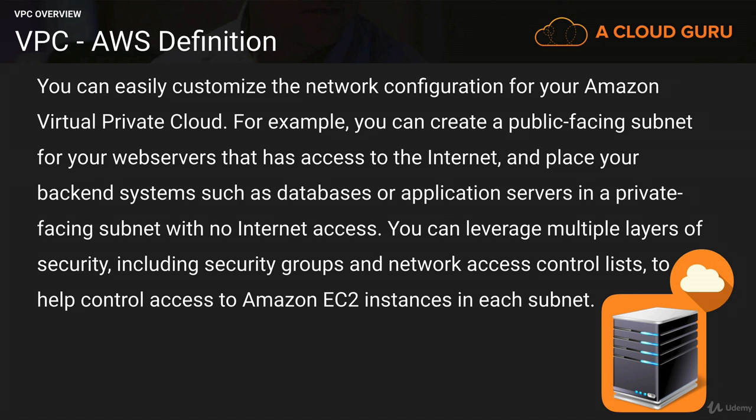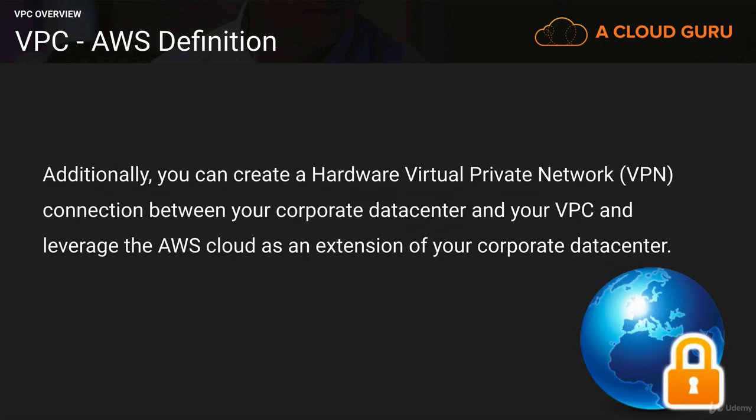You can easily customize the network configuration of your Amazon virtual private cloud. For example, you can create public-facing subnets for your web servers that have access to the internet and place your back-end systems such as your databases or application servers in a private-facing subnet with no internet access. You can leverage multiple layers of security, including security groups and network access control lists, or NACLs as I like to call them, to help control access to Amazon EC2 instances in each subnet. And we'll go through a network diagram in one more slide.